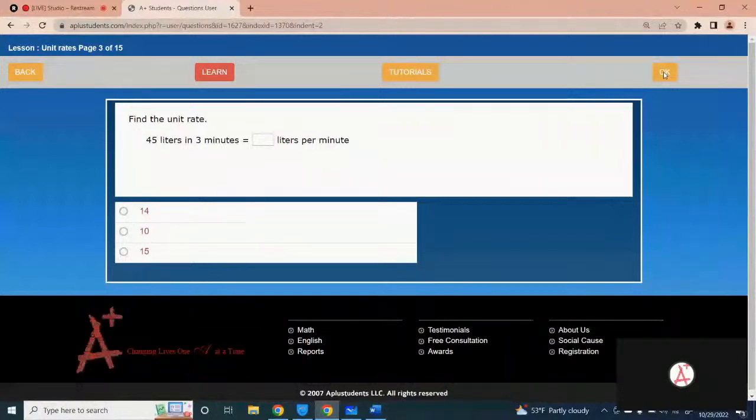45 divided by 3 is, yes, it is 15. That means 15 liters per minute. Got it?